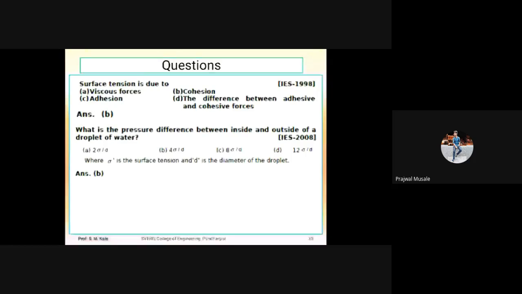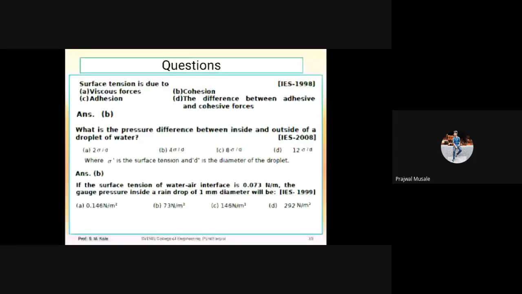Next question. If the surface tension of water-air interface is 0.073 Newton per meter, the gauge pressure inside a raindrop of 1 mm diameter will be? So you have to solve the problem without using a calculator. They have provided the value of 0.073 Newton per meter, that is nothing but sigma. The gauge pressure inside a raindrop of 1 mm diameter, they have provided the value of D also.